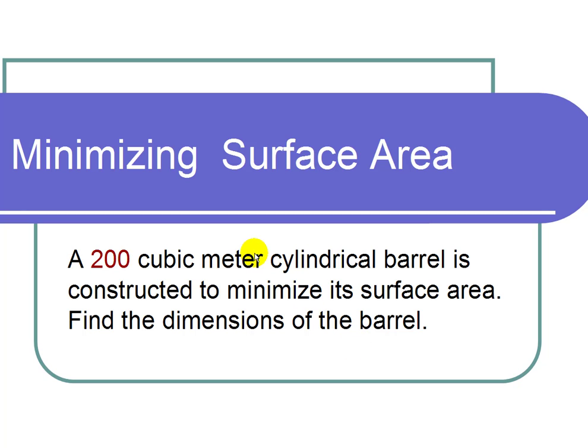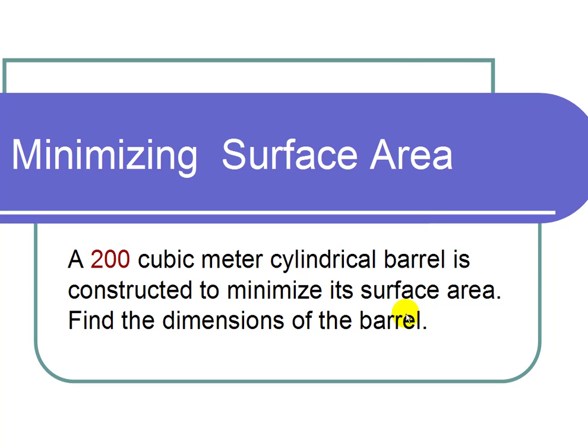This is a video on using calculus to design a barrel. The question states, a 200 cubic meter cylindrical barrel is constructed to minimize its surface area. Find the dimensions of the barrel. So we start by sketching the diagram and finding a formula for the surface area.